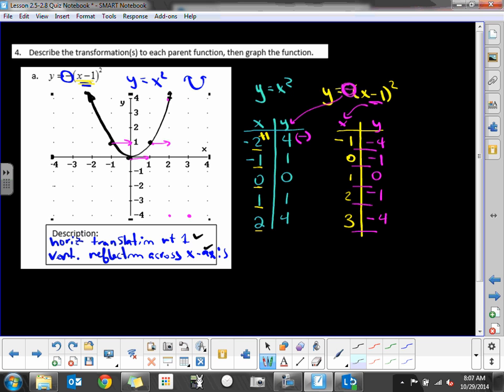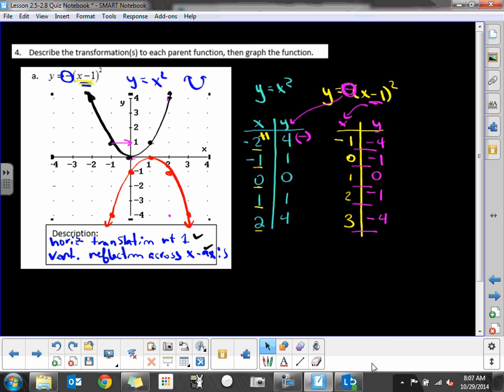So the -1, -4. Clean that up a little bit. I go -1, -4. I also want the ordered pair 0, -1. Then I want the ordered pair 1, 0. Then I want the ordered pair 2, -1. And I want the ordered pair 3, -4. So this is the final resting place of this function.